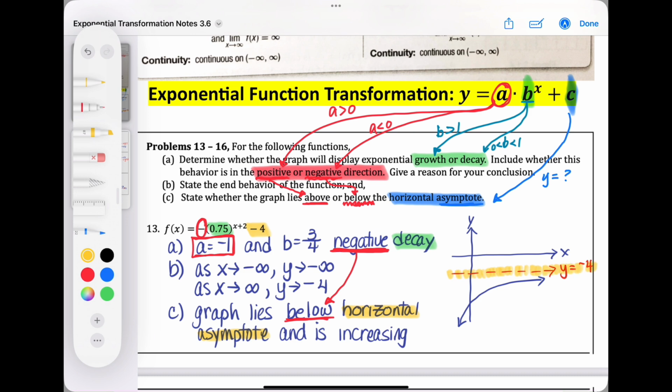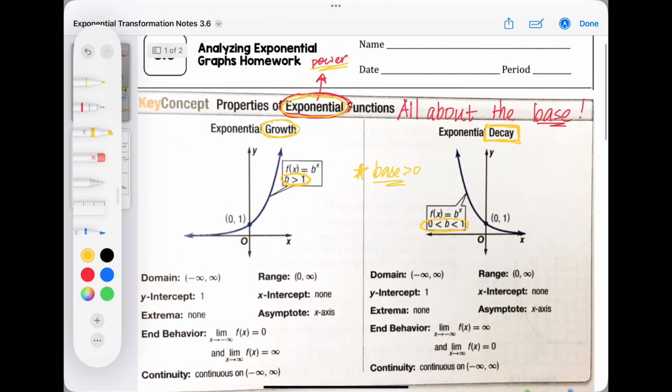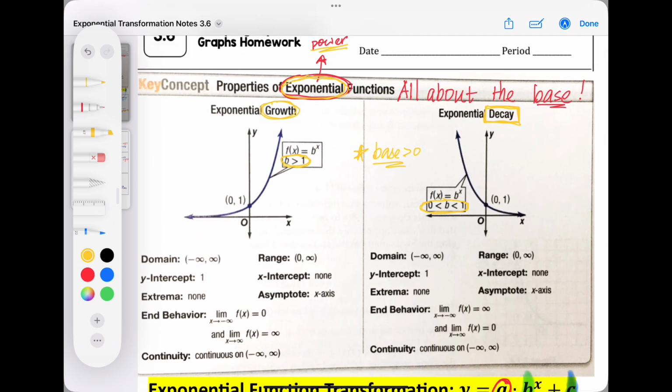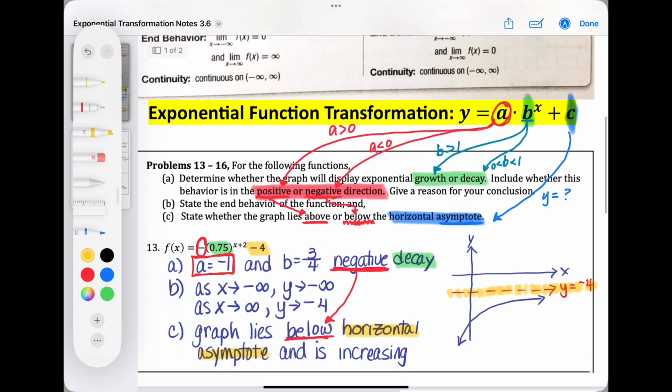Now, here we go. You may say, Ms. Ong, look at the beginning. If you tell me the picture is a decay, my picture has to go all the way from left to right going down, right? But why is the answer key not?